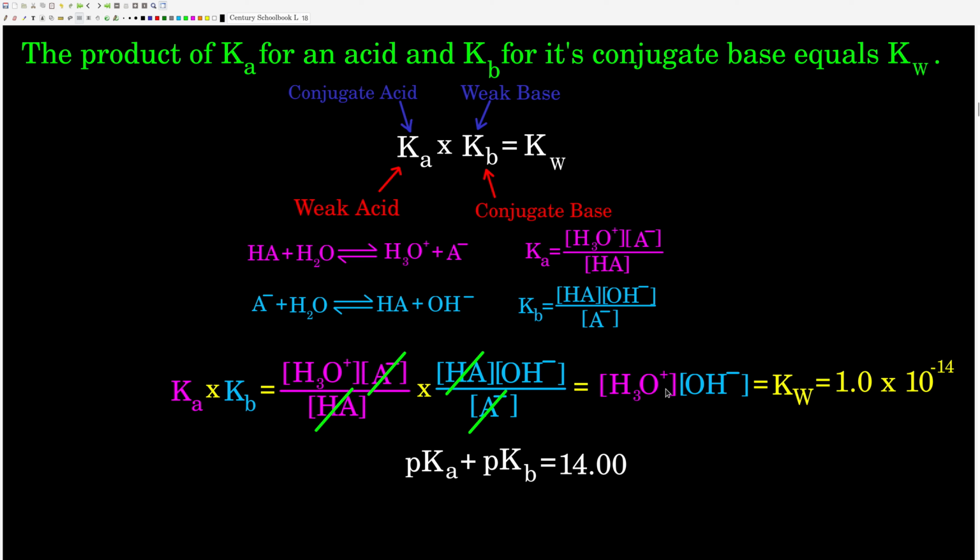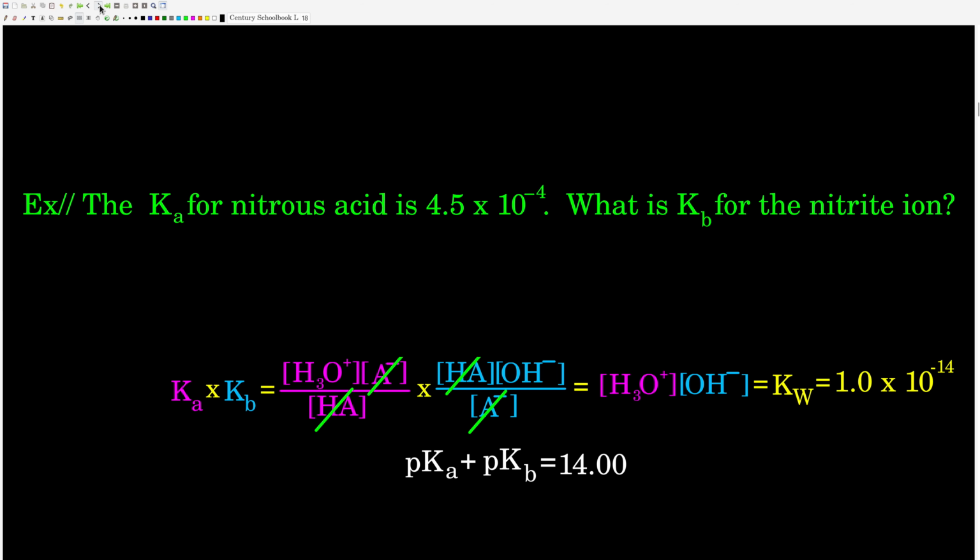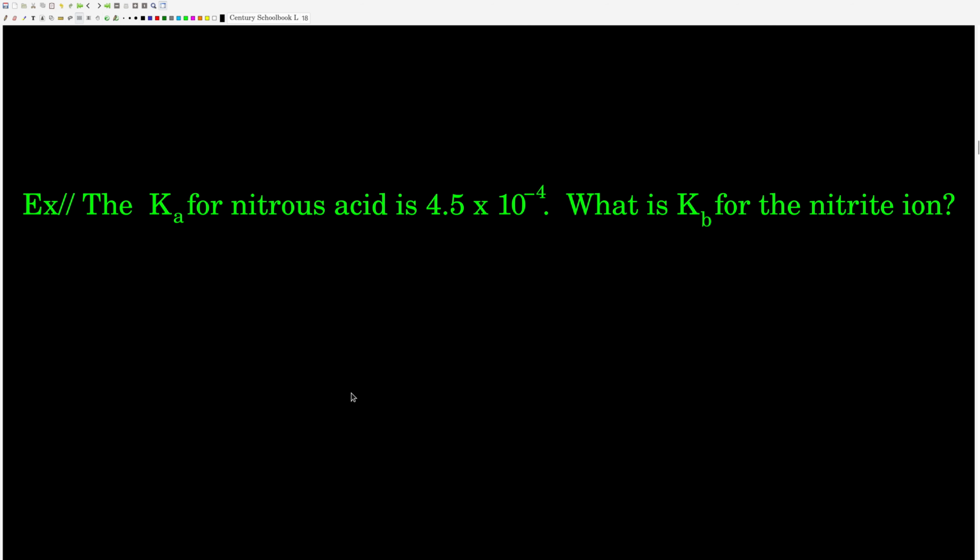Well, that's the definition of Kw. And we know Kw is 1.0 times 10 to the minus 14th at 25 Celsius, which we always assume unless we're told otherwise. If we take the log, base 10, on both sides of this, because the log of A times B is equal to the log of A plus the log of B, we get pKa plus pKb equals 14.00. So those are useful relationships, and here we'll use them.